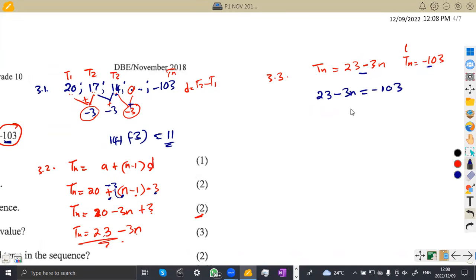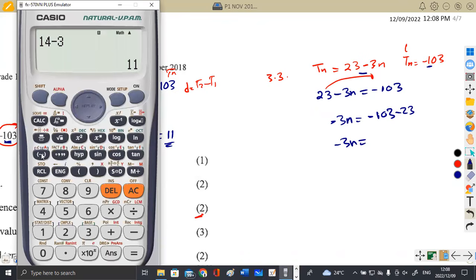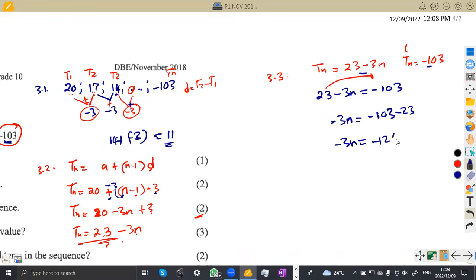So we can calculate how many terms we have. So you can transpose 23 to the other side, which is -1 or 3. So we are going to remain with -3n, which is equal to -1 or 3, minus 23. So -3n is equal to what from our calculator here? -1 or 3 minus 23, which is going to be -126. So we can divide by -3 both sides.